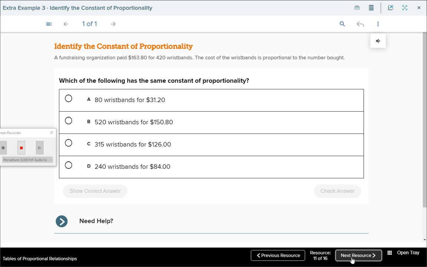All right, somebody read that to me. What does it say? So are we determining if this is proportional? We've been told it's proportional, right? According to the number of wristbands. So what can we do here? Can we divide this? All right, so let's do this.